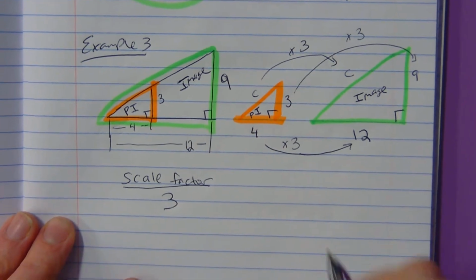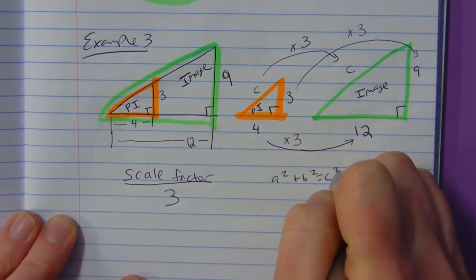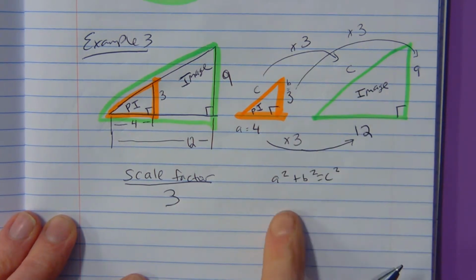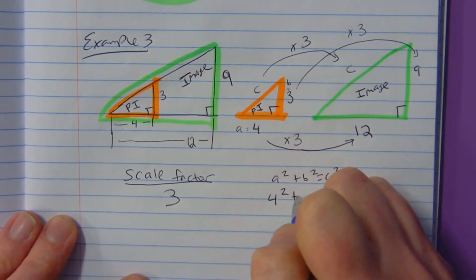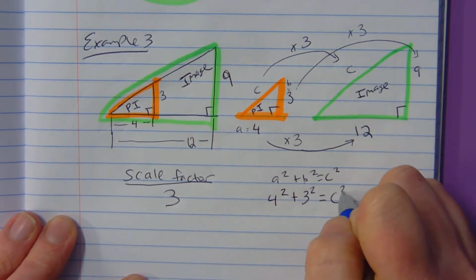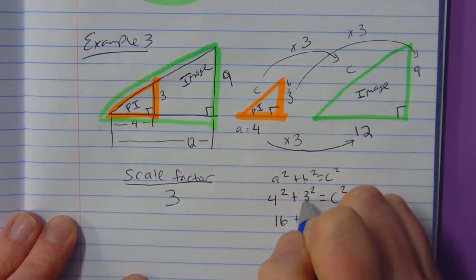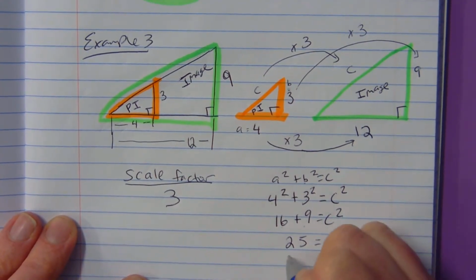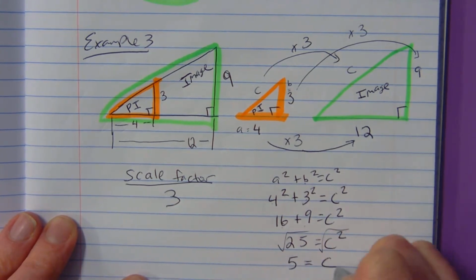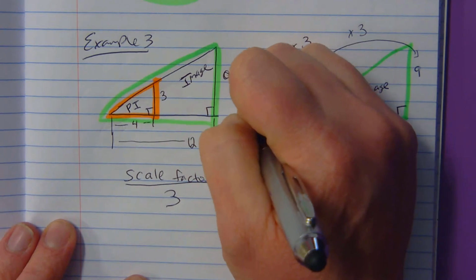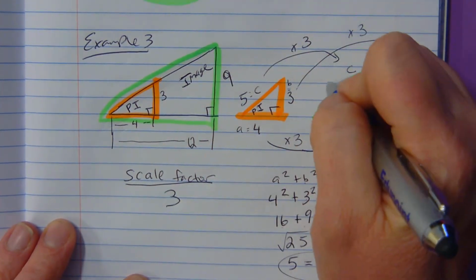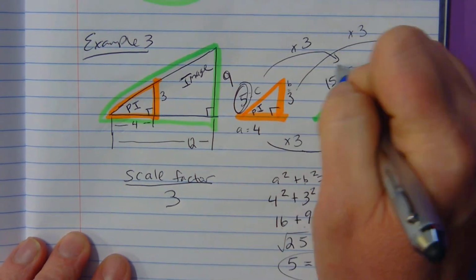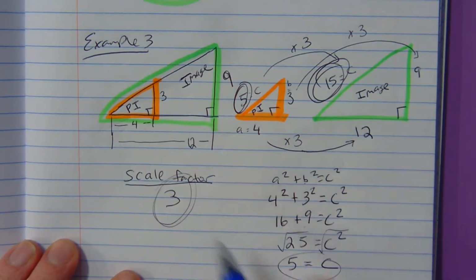And if it's a right triangle, Pythagorean theorem, a squared plus b squared equals c squared. You're going to use that a lot this unit, by the way. So if you don't remember it, it's time to learn it. So a squared would be 4 squared plus b is 3 squared equals c squared. 4 squared is 16 plus 3 squared is 9 equals c squared. 16 plus 9 is 25 equals c squared. Square root both sides, 5 equals c. So if this is 5 times 3, I get 15. And so now my missing sides I found were 5 and 15, and my scale factor is 3.